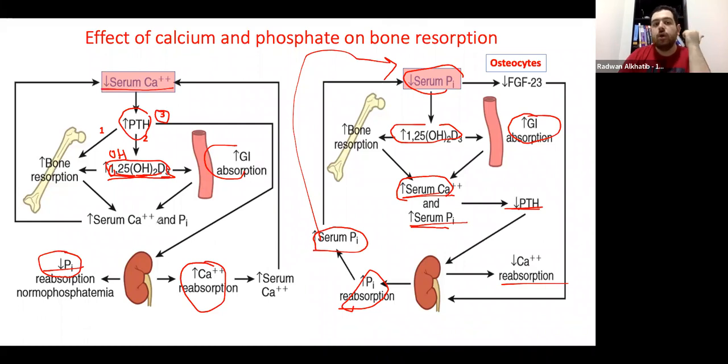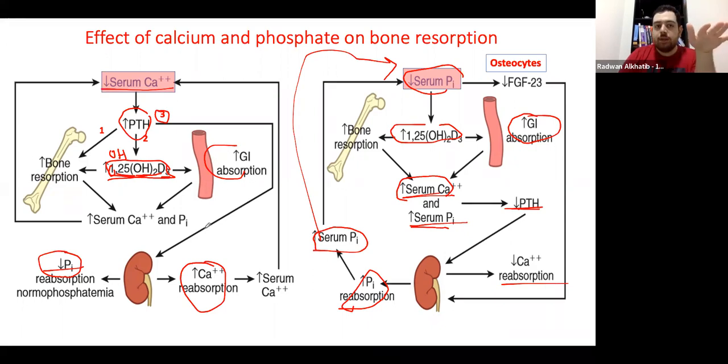Number 2, it will go on to the kidney and it will reabsorb all the calcium from the urine. Again, it will not allow any calcium to be thrown in the urine, and that's good for us. It will raise the serum calcium. Number 3, it activates the vitamin D, and vitamin D will increase the absorption of calcium and phosphate.